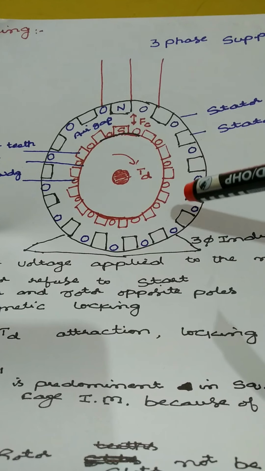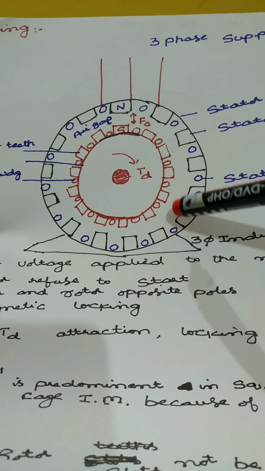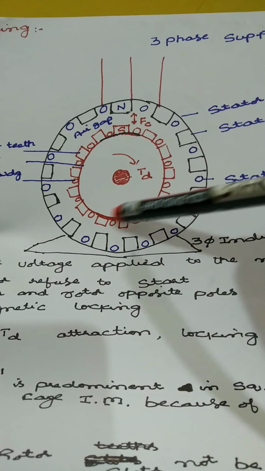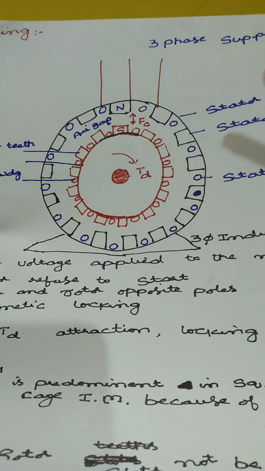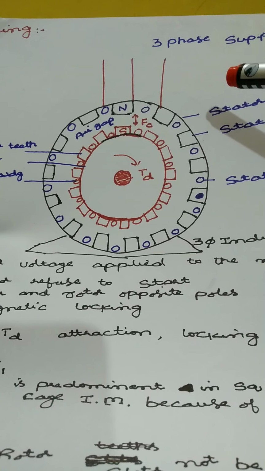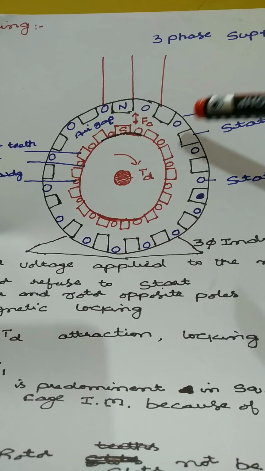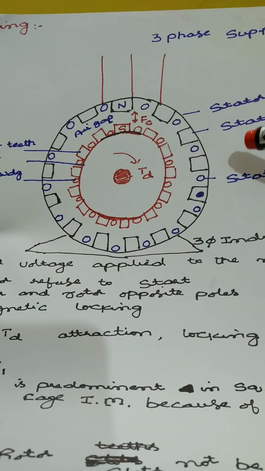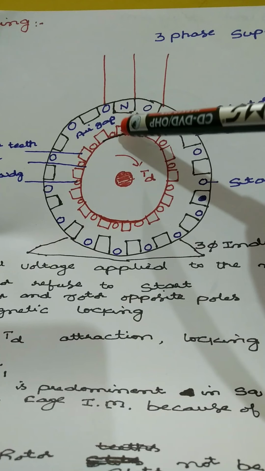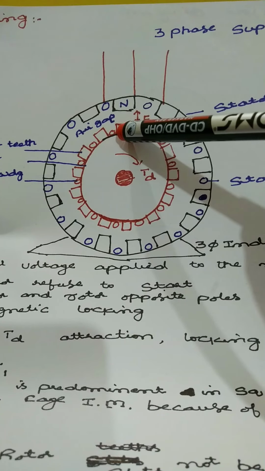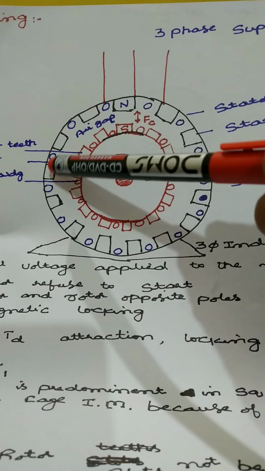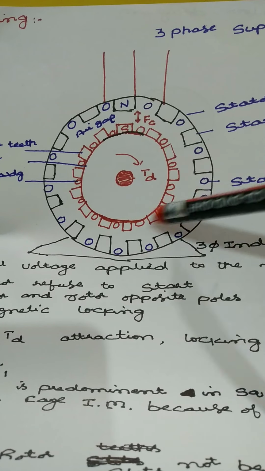And similarly, we have rotor teeth. These are all rotor teeth, and then the rotor winding is there. Whenever we are giving the three-phase supply, the stator and rotor acquire opposite poles. The stator and rotor poles are separated by an air gap. Whenever you give the supply, MMF will be produced.